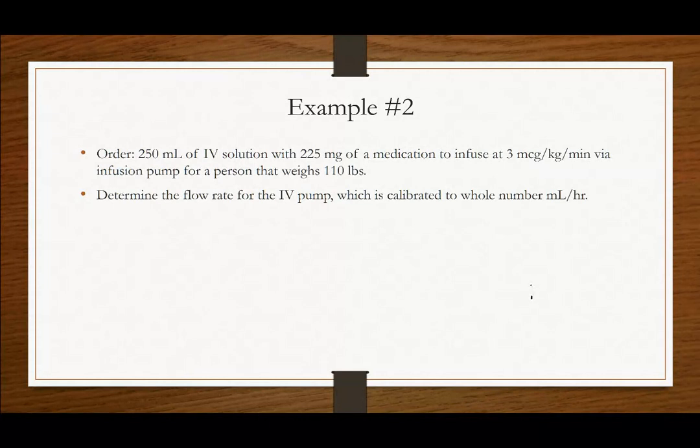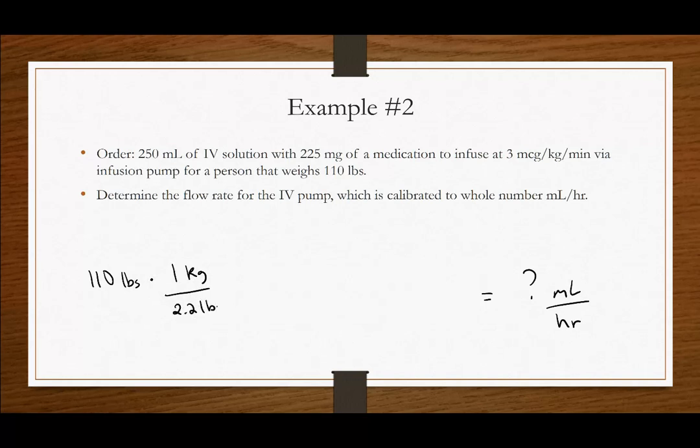So just as before, we're interested in identifying the number of milliliters per hour being infused. We start with the patient weight. We know the patient weight is 110 pounds and can be converted easily to kilograms using the following ratio. The next component is the dosage. The dosage is given here to us in terms of micrograms per kilogram per minute.